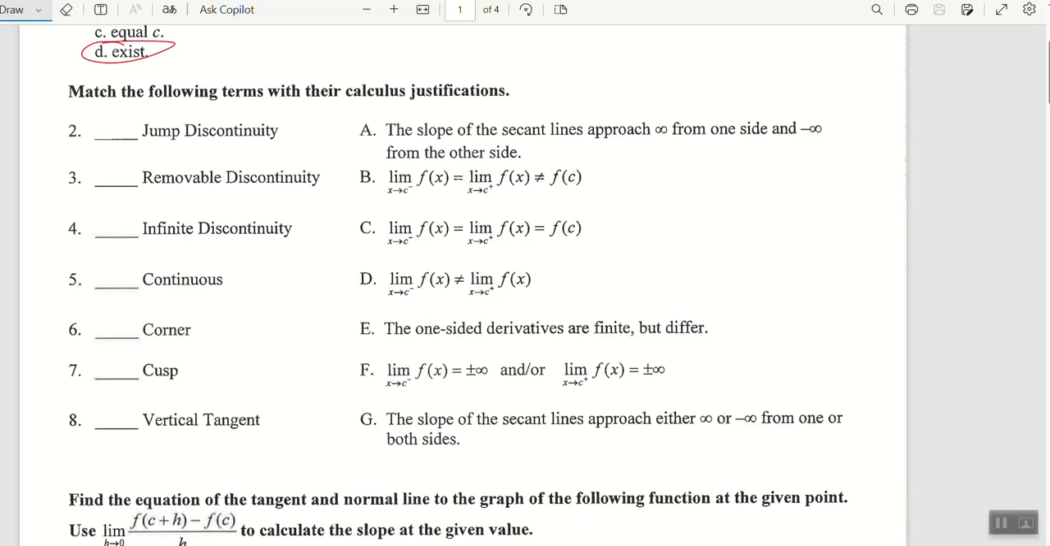We've got to match some of these with some justifications. When you look at problems like this, not right or wrong, do you look at the word and then try to find it, or do you read the justification and then think about which word it would be? Are we going to find whichever one is jump, or whichever one is A first?